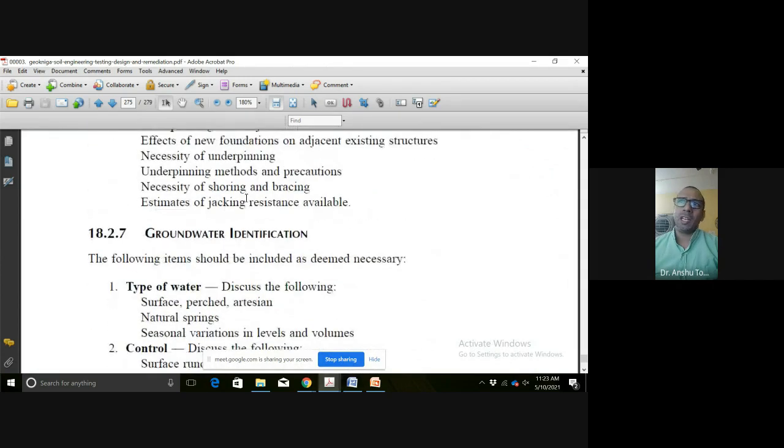Groundwater identification is another separate topic. Earlier we were discussing the foundation types. What is your suggestion as a geotechnical investigator in the report? What content are you going to give to the client?